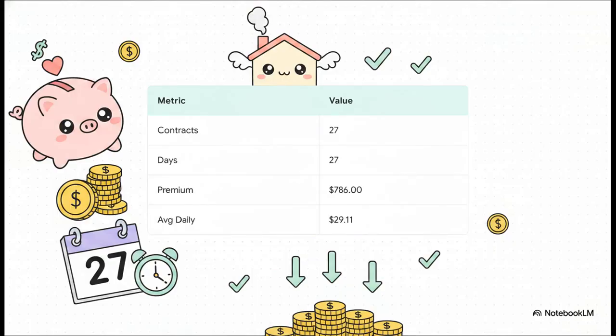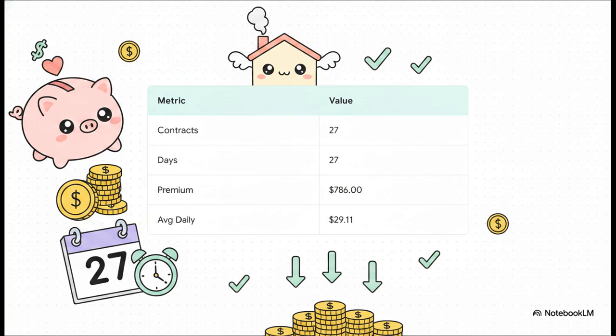To really put this into perspective, let's extract the vital stats from that dense spreadsheet. 27 contracts sold over 27 days. I mean, that's just beautiful symmetry right there. And of course, that generated the $786 total. But look at the bottom line, an average daily revenue of $29.11. This is the absolute so what you should take away from this.